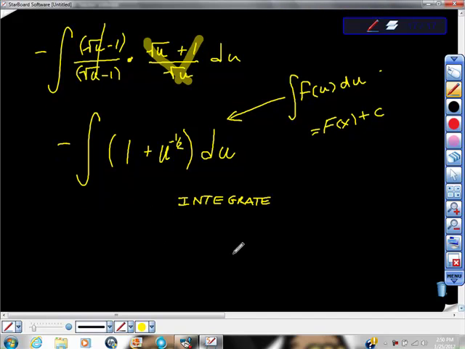So when we integrate this, I'm just going to take this negative 1 here and put it outside. The first integral of 1 is u, plus u to the negative 1/2 plus 2/2, which is u to the 1/2 over 1/2. And I can bring this up as 2, isn't that right? So 2 here, plus c.